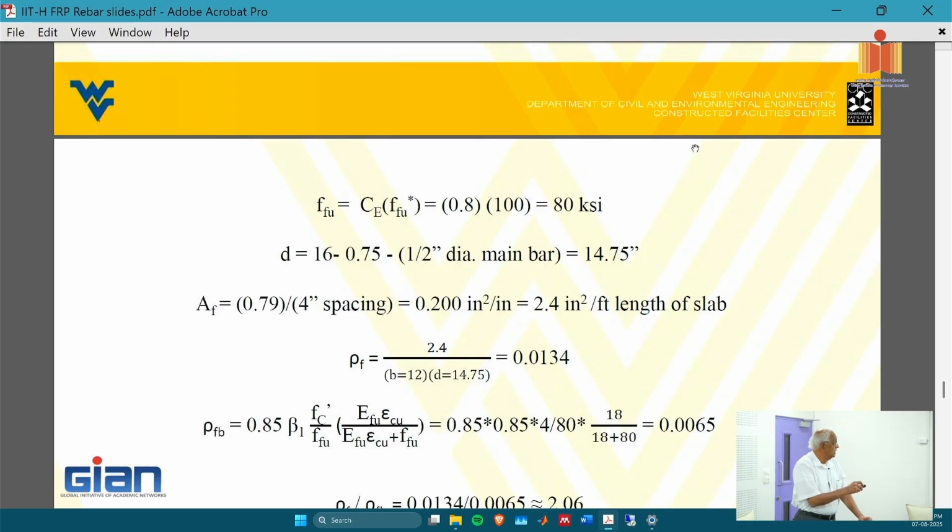So you're talking about the bar area per foot length of the slab. From there we found rho_f, and then compared that against the balanced value to understand whether that is high or low. And obviously rho_f is twice that of rho balanced, therefore it is compression control.